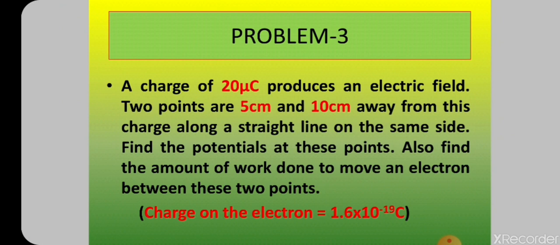Okay, we have to find out the two potentials here. One is at the 5 centimeter, one is at the 10 centimeter. And we have to find the amount of work done to move an electron. Suppose we are moving an electron from one point to another point. Of course, we need work done to move it against the electric field. So we have to move an electron here. How much work done is required, that we have to find.